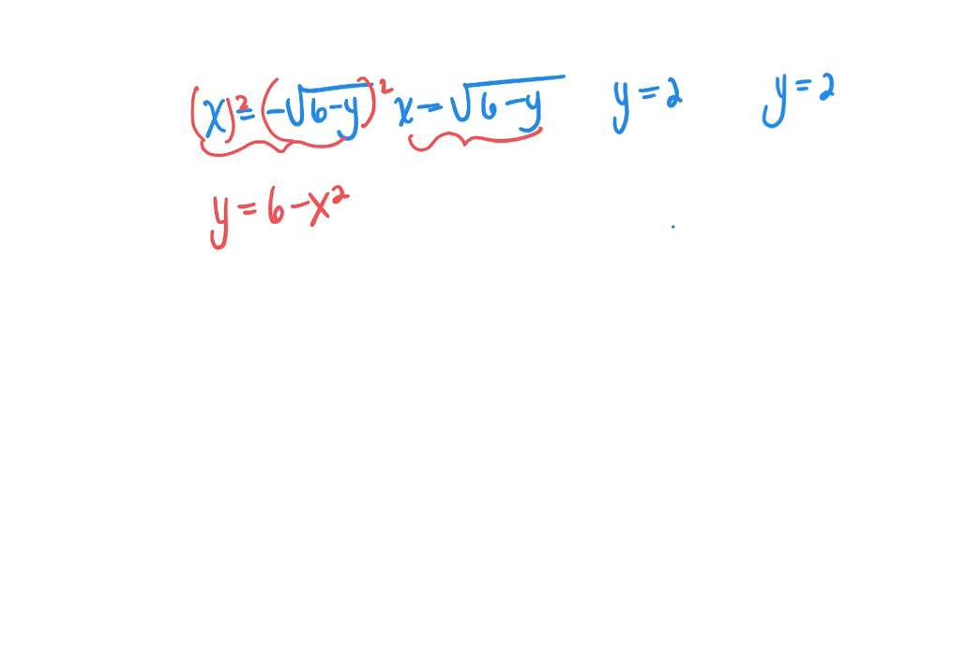If I square both sides, then I get x squared equals 6 minus y. Move the y over, move the x squared over. You get y equals 6 minus x squared. So I basically have y equals 6 minus x squared and y equals 2, and I'm revolving around y equals 2.